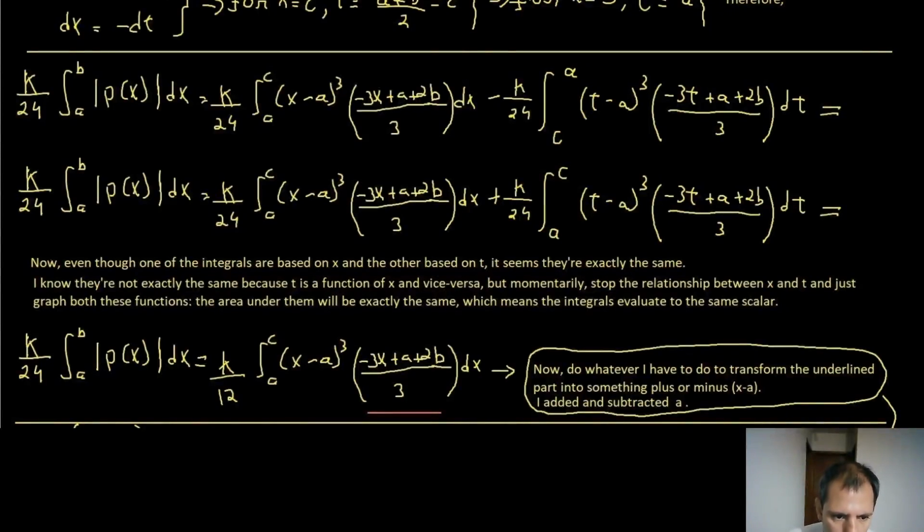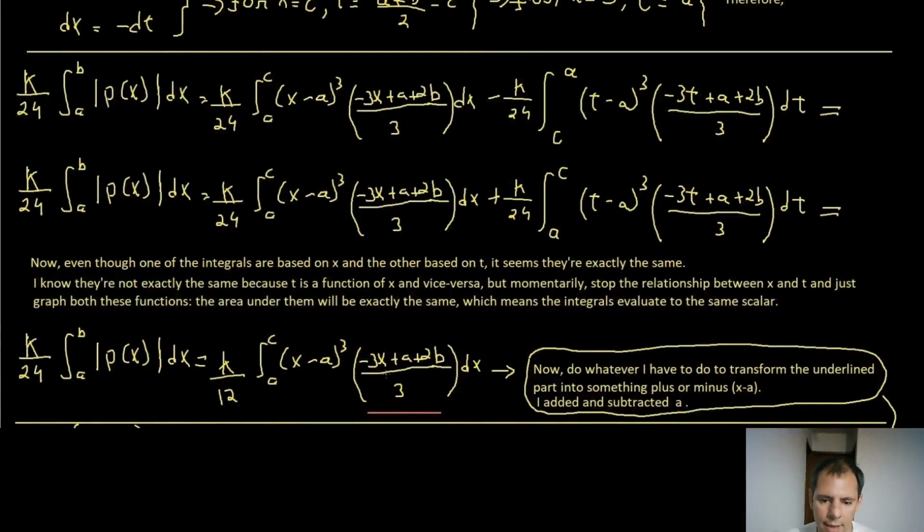So, you still have the left side of the equal, right? Which is this thing here. Equals this stuff. Okay. Now, do whatever I have to do to transform the underlying part into something plus or minus x minus a. So you want x minus a, or you want minus x plus a. Why? Because you have an x minus a in here, and you want to have somewhere around here an x minus a too. Okay, so you already have, look, minus 3x divided by 3.